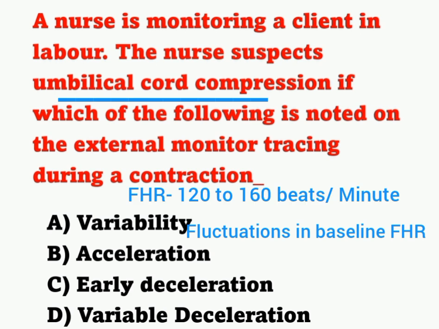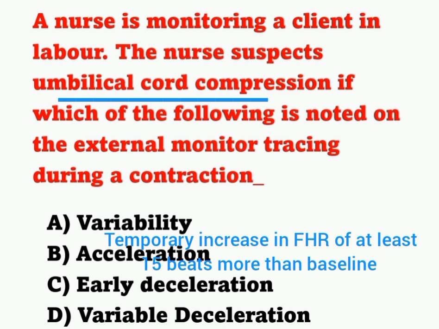Okay. So normal fetal heart rate is 120 to 160 beats per minute. The fetal heart rate is fluctuating. It is going up or going down. That is known as variability. So it will not cause cord compression.